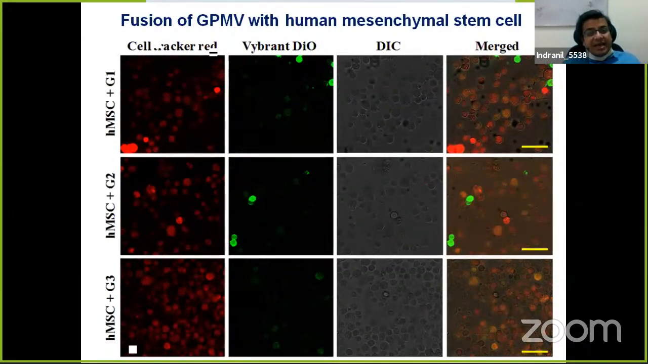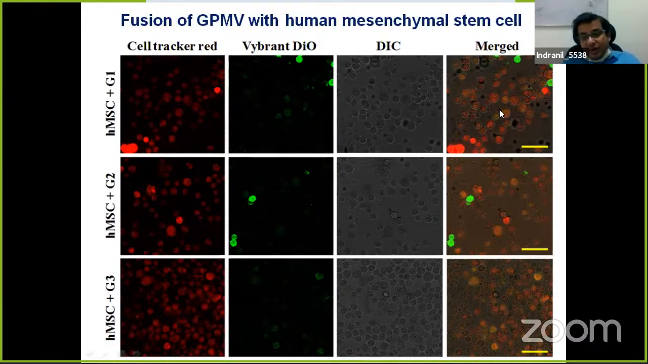So here are the experiments with that. Here you can see the red cells are the HMSC, which are stained with CytoTracker Red. Then we allow the DiO-stained GPMB to interact. We see that a couple of cells have taken it up and become yellow. This clearly suggests that a few are only green, a few are only red, but many of them are actually yellow. Here it appears a little bit orangish.